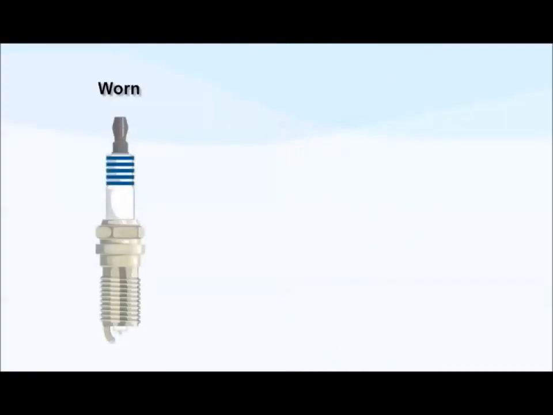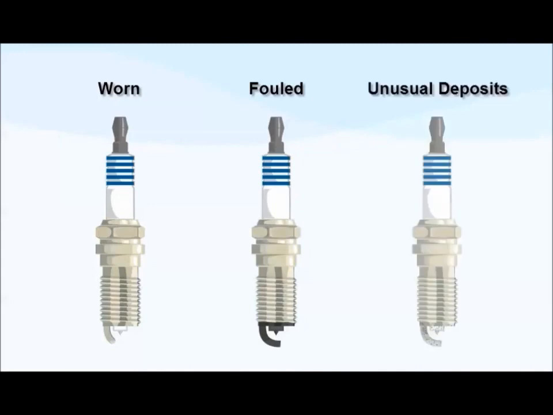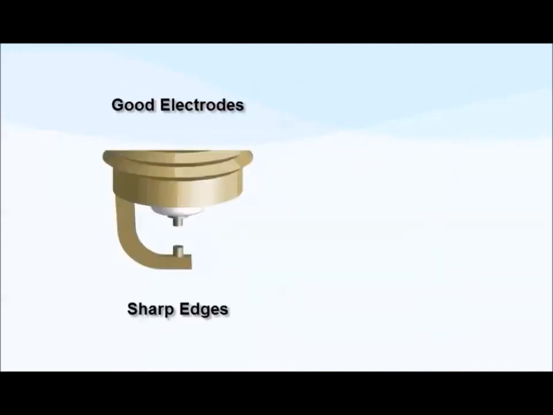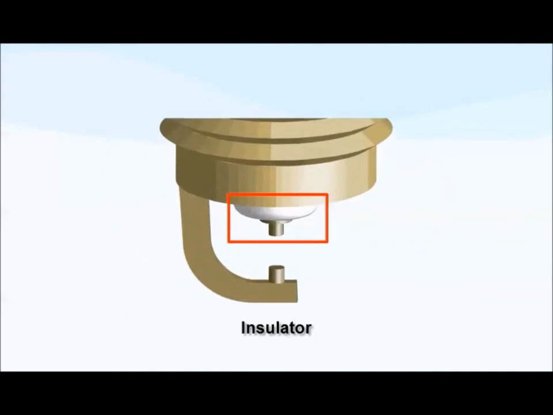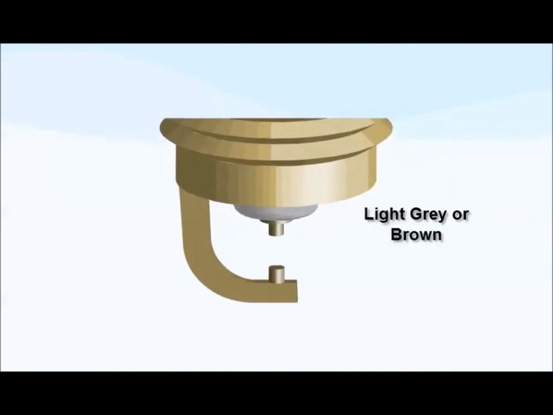Once you've removed the plugs, check each one for excessive wear, carbon fouling, and unusual discoloration. The electrodes of each spark plug should have sharp edges rather than rounded corners, indicating excessive wear. The ceramic insulator should be a smooth light gray or brown, without any uneven patches.